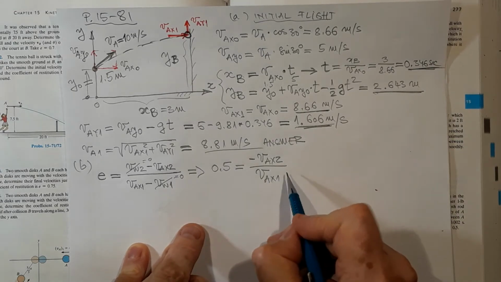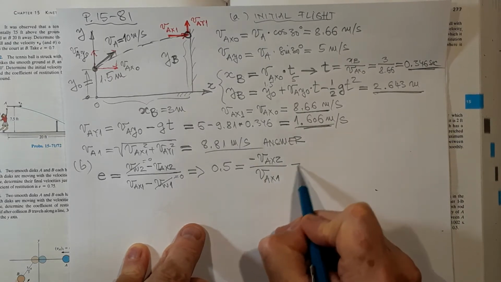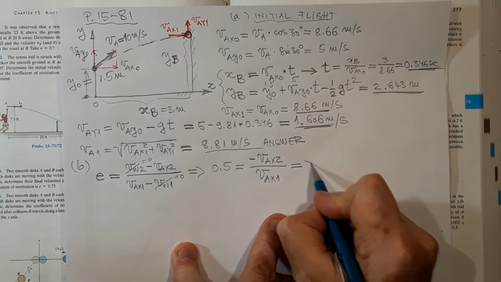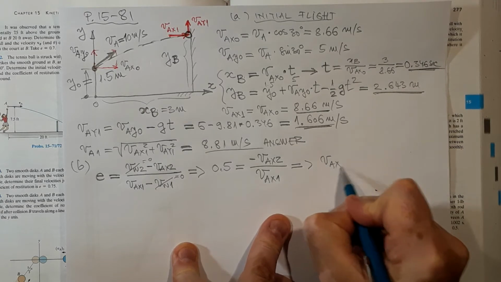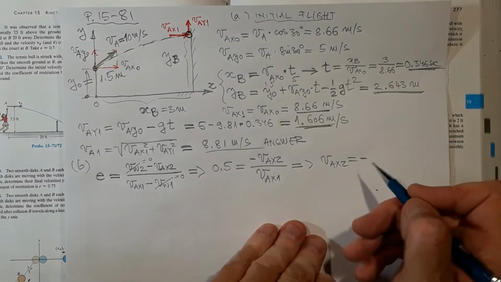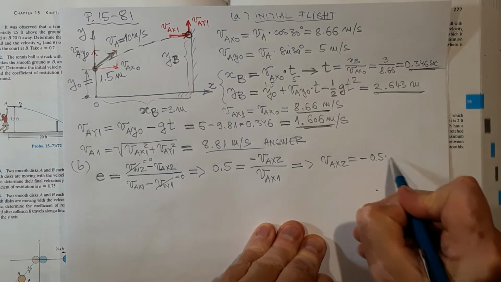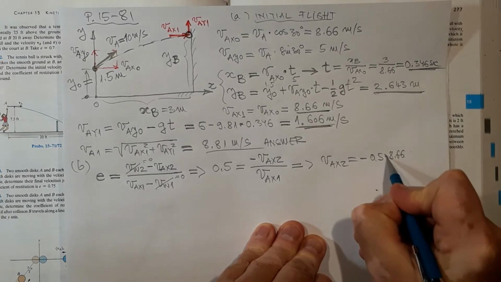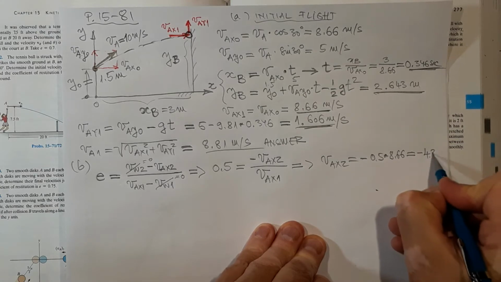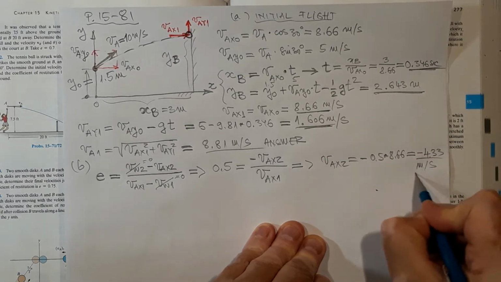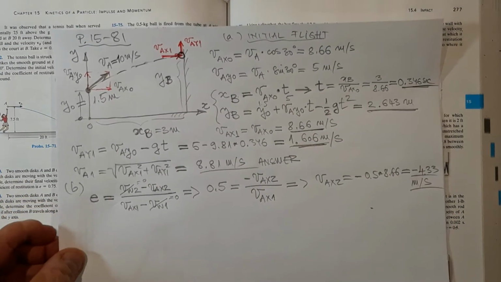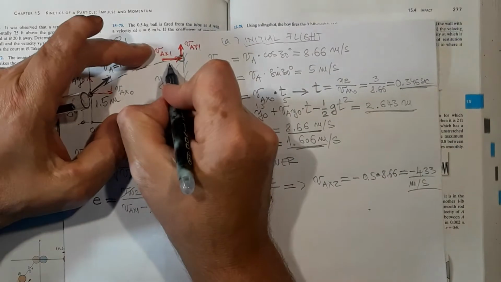So I have VAX1, and from here I get VAX2 is negative half of that, 0.5 times 8.66, or negative 4.33 meters per second. So this is the rebound velocity in the x direction.